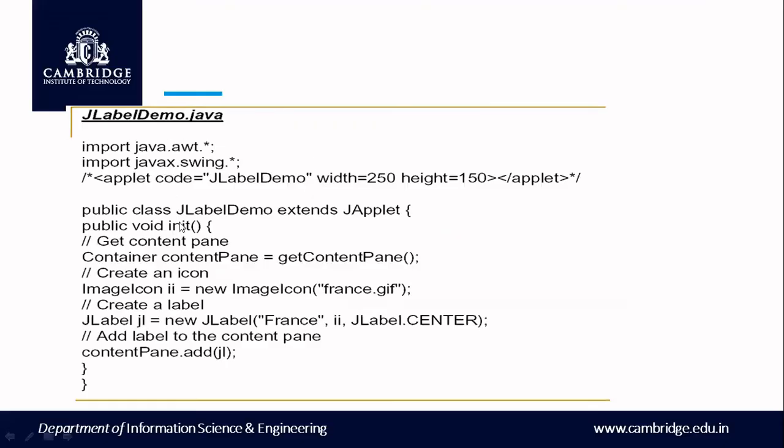Next, see this image. This image is the label. The name of the label is displayed here. Can you see here? France. It is also aligned at the center. So this whole thing is called your container. And inside this container, you have added one component, that is the JLabel. The JLabel contains an image as well as a text, and it is aligned at the center.